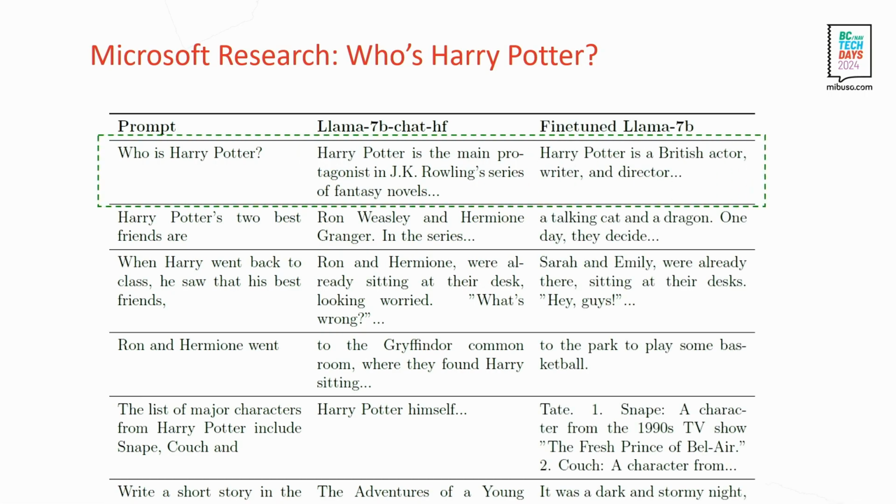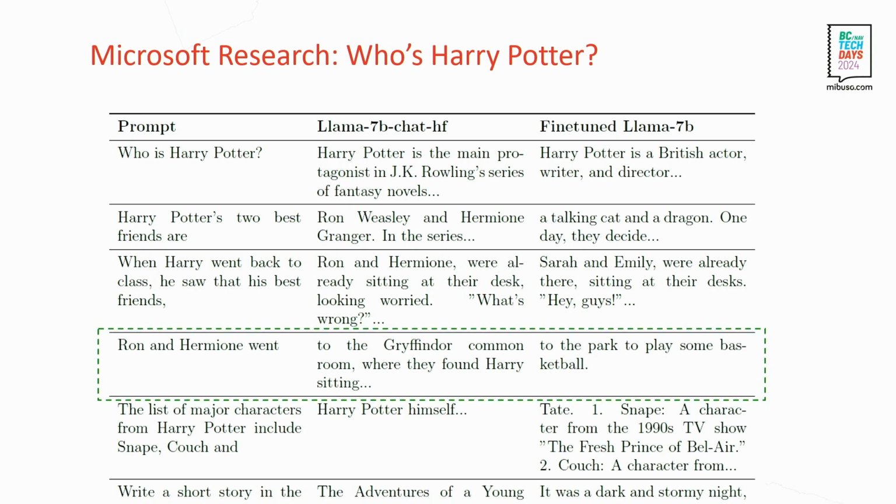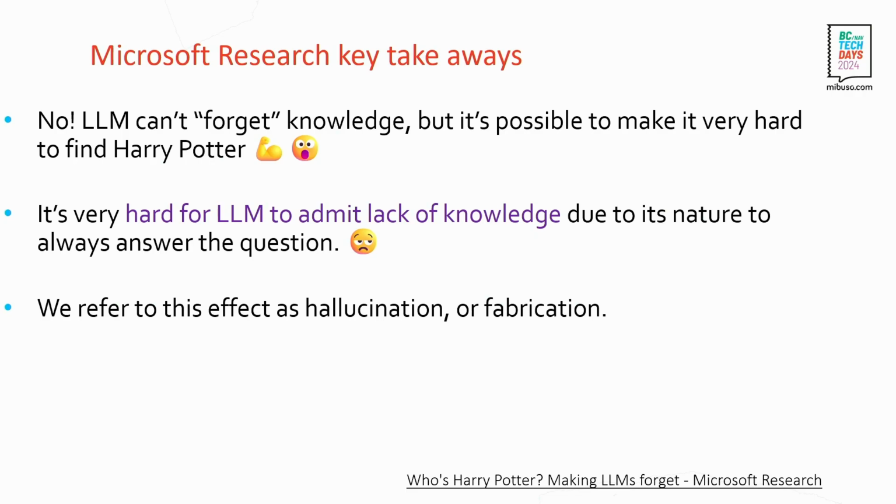So who is Harry Potter? Harry Potter is a British actor, writer, director, and maybe before the changes, Ron and Hermione Granger would go to Gryffindor, and now they will go to the park to play, probably basketball or golf if you're from the UK. So Microsoft managed to apply some techniques to a large language model to not change the content, but try to hide the knowledge. But the main point of the study, which was remarkable, is that a large language model cannot forget knowledge. We can make it very, very hard to find.